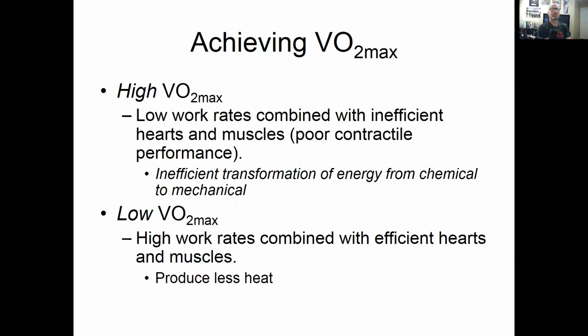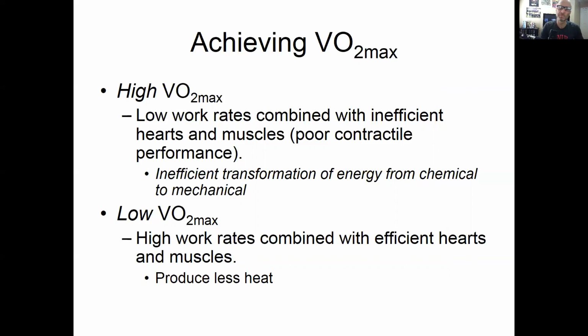Okay, so this is a little confusing, but this is just hammering home this observation of how we can have different performances but the same VO2 max, or different VO2 maxes for the same performance. So for example, Noakes goes through this. You could have a high VO2 max but a low performance. That means you would have low work rates combined with inefficient hearts and muscles. So maybe you have a VO2 max of 60 mLs per kg per minute, but you can only run a 5K in 24 minutes, which is not that phenomenal at all.